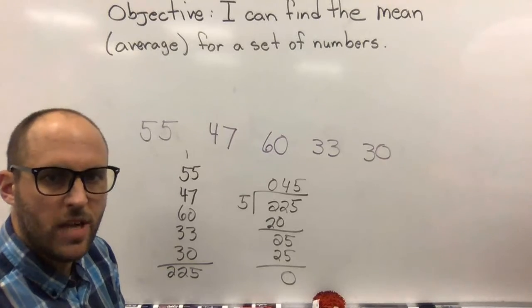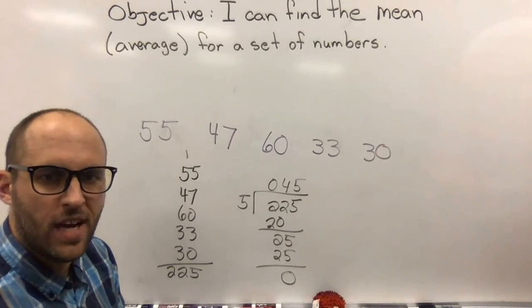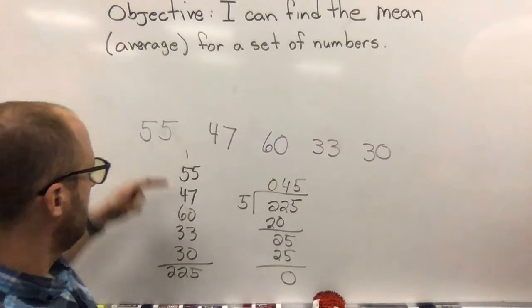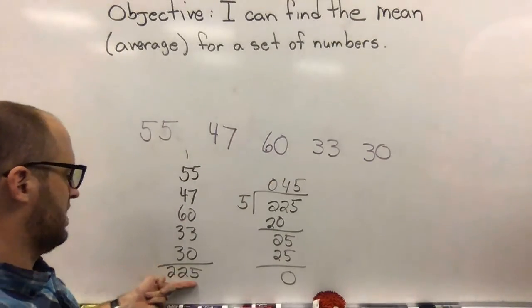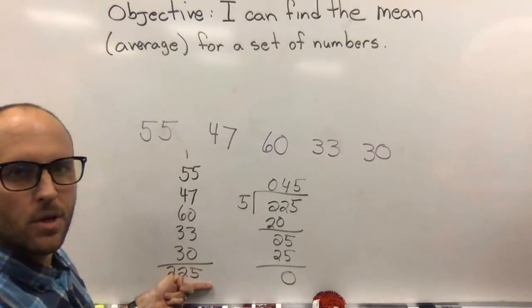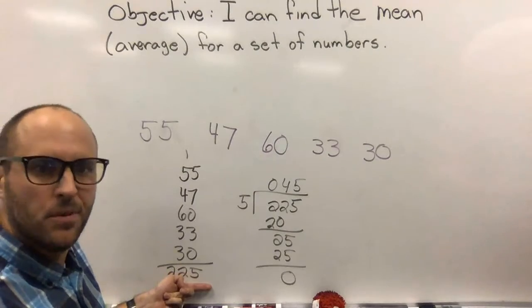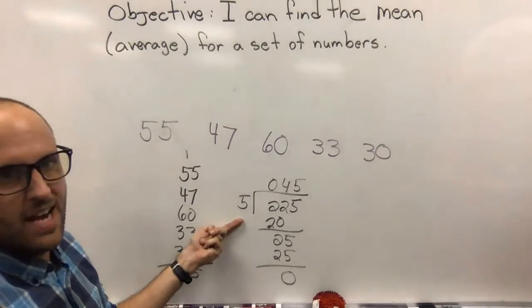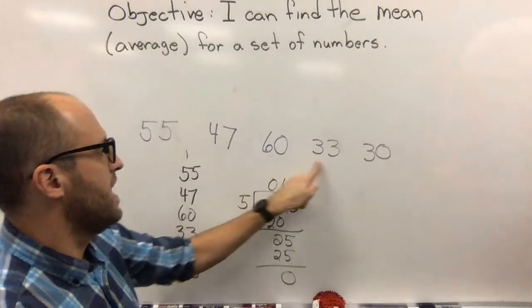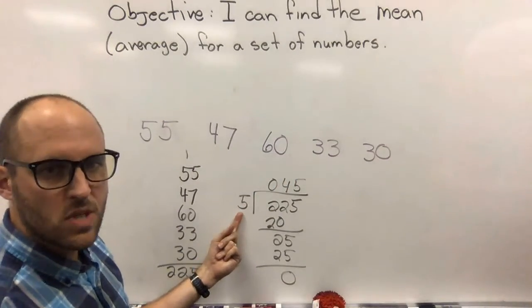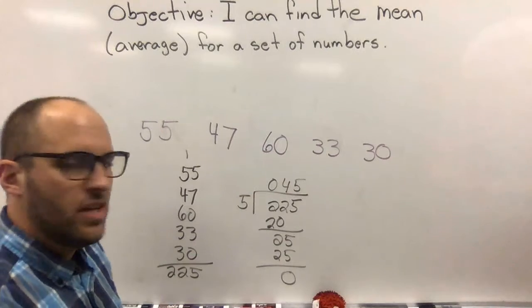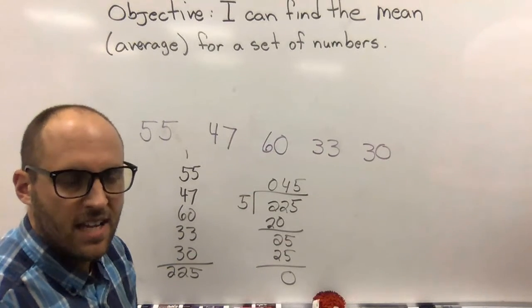Hopefully, mathematicians, you came up with an average of 45 for this problem. Again, there are 5 numbers you have to add up, and the first step is adding them correctly. So if you got 225, perfect. If you didn't, that's probably where you would make your mistake, because obviously if you didn't add it correctly, not going to divide very well. There are 5 different data points here, so that's why our divisor is 5. 225 divided by 5 is 45, and that is our answer.